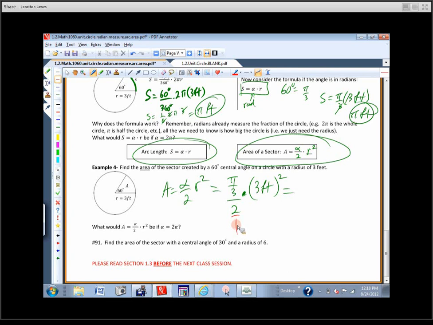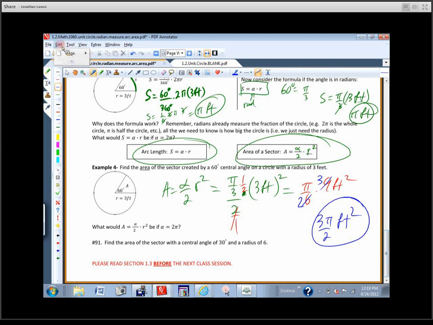Everybody watch, please. You're taking a fraction and dividing by a number. It's much better to think of everything as a fraction. So instead of dividing by 2, multiply by 1/2. So this is going to be pi over 6 times 9 square feet. 3 feet squared is 9 square feet. Cancel. 3 here, 2 here. So this is 3 pi halves square feet. Any questions?